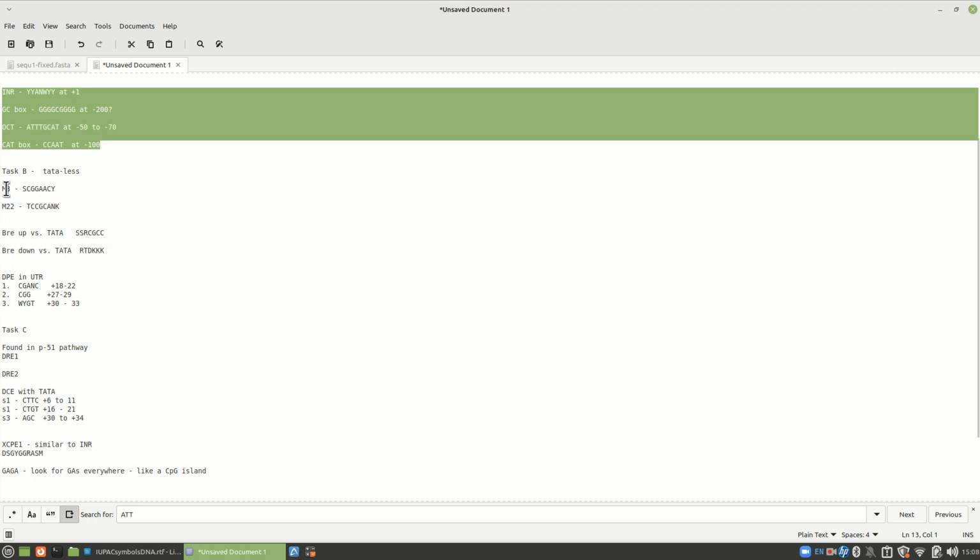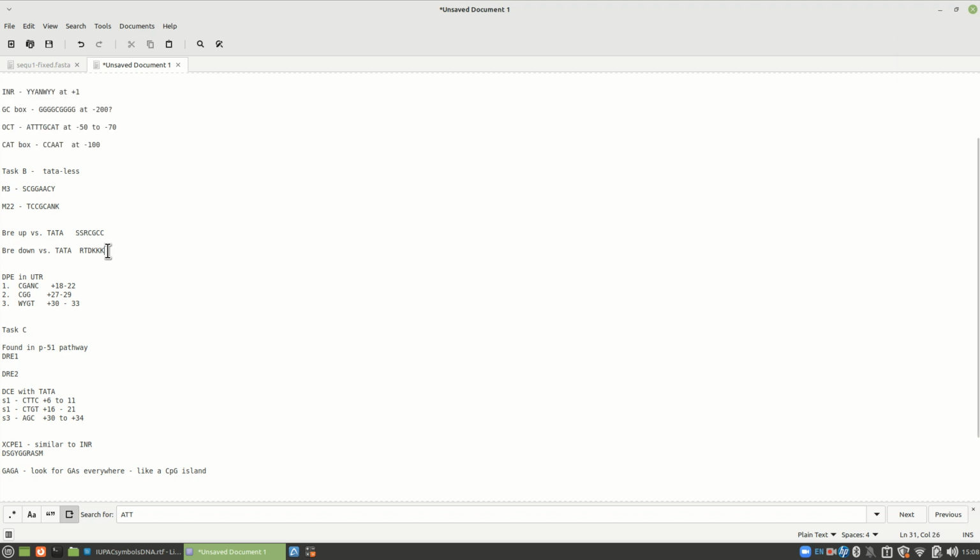So I'm going to do what? M3. It doesn't give you a location for M3. Now this one, BRE up, means it's upstream, before the TATA. So if you find a TATA, you need to be looking for this one. This person might need to coordinate a little bit with this person to tell them, hey, I didn't find a TATA, which means you probably aren't going to find these. Now, if you do find a TATA, then you should definitely be looking for these. This one would be before it, and this one would be after it. So this up means upstream or before the TATA. This one is downstream, after the TATA.